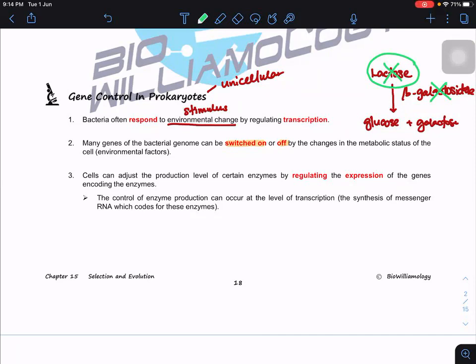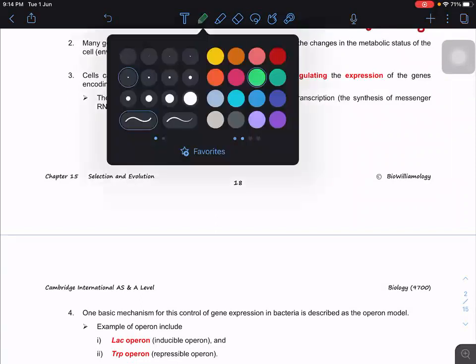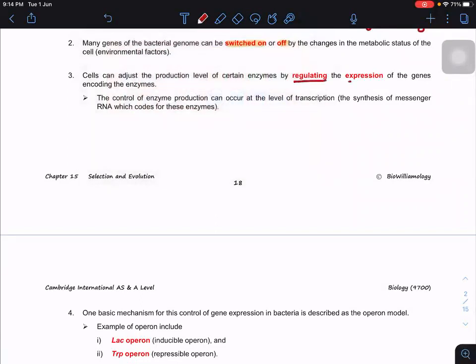Lactose is an inducer here. Lactose is a stimulus. Stimulate what? Stimulates the bacteria to produce the enzyme beta galactosidase, therefore can hydrolyze. If there is no lactose, then the gene won't be switched on. So today we're going to learn how this gene can be switched on and switched off in prokaryotic cells. So the cell can adjust the production level of certain enzyme by regulating the expression of the gene that codes for the enzyme.